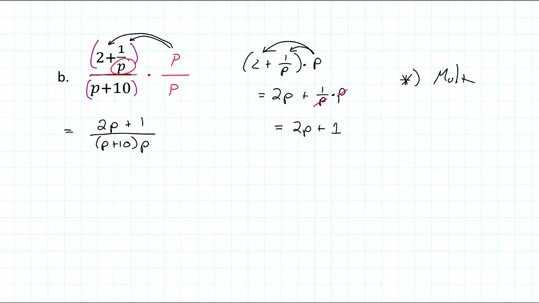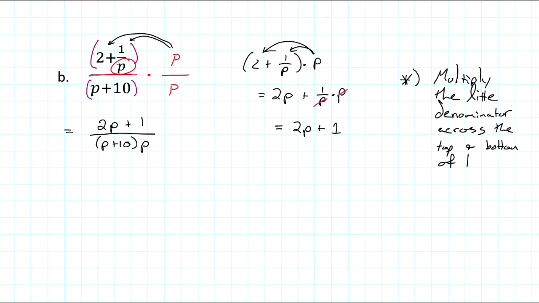multiply the little denominator across the top and bottom of the big fraction.